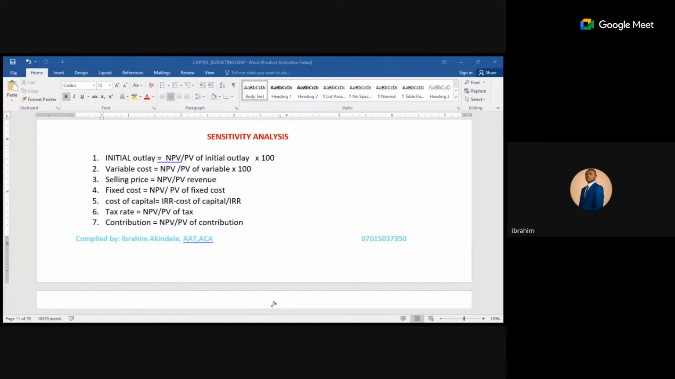Now, it means that you should not allow your variable cost to increase by more than 50%. If not, your NPV will become what? Negative. That is the implication.